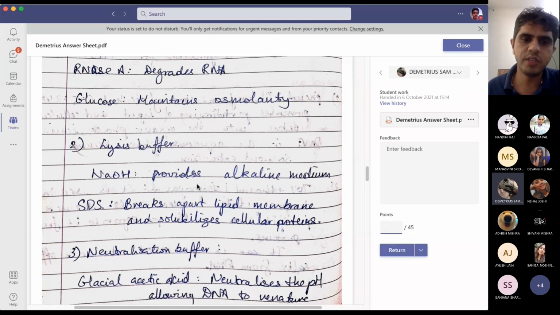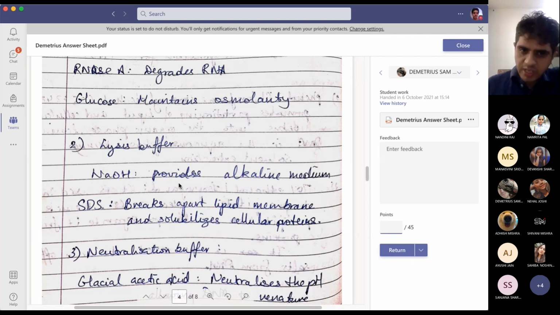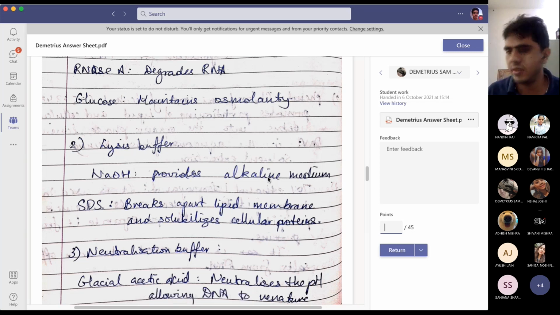And in question number 3, the main 3 buffers you have to write. So buffer 1, buffer 2, buffer 3. Buffer 2 is the most important one, that's why it is called the alkaline lysis method. So for alkaline lysis, you should write what this alkali is doing. For you, 22.5.